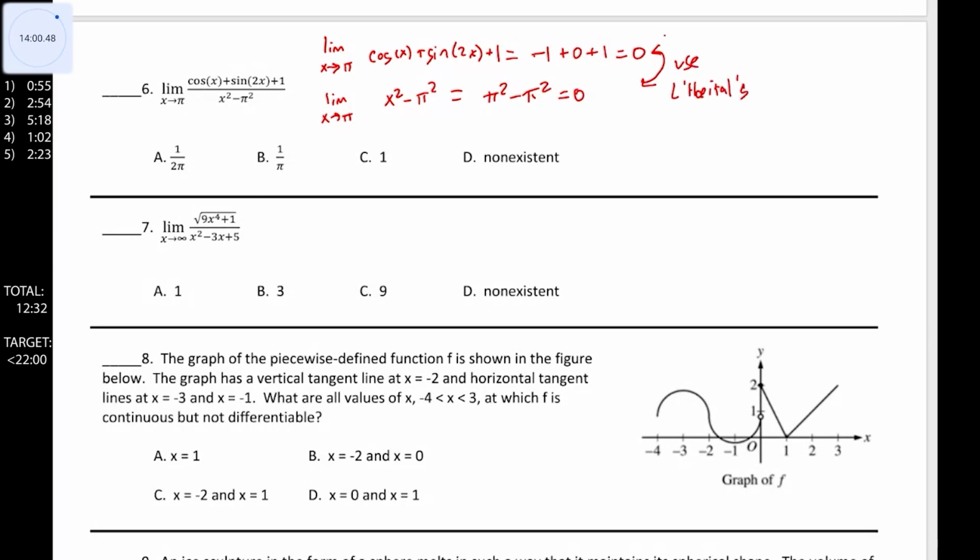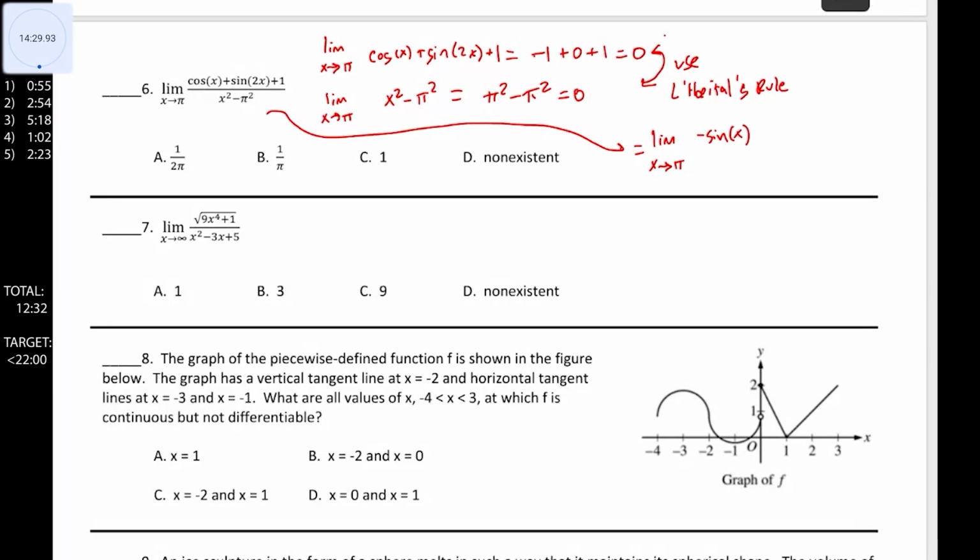And L'Hopital's rule is a really convenient way of finding these limits. Basically the way it works is you find the derivative of the numerator, find the derivative of the denominator, and then try to use direct substitution. So this limit over here is going to equal the limit as x approaches pi of the derivative of the numerator. So let's go ahead and differentiate that numerator. The derivative of cosine is negative sine.